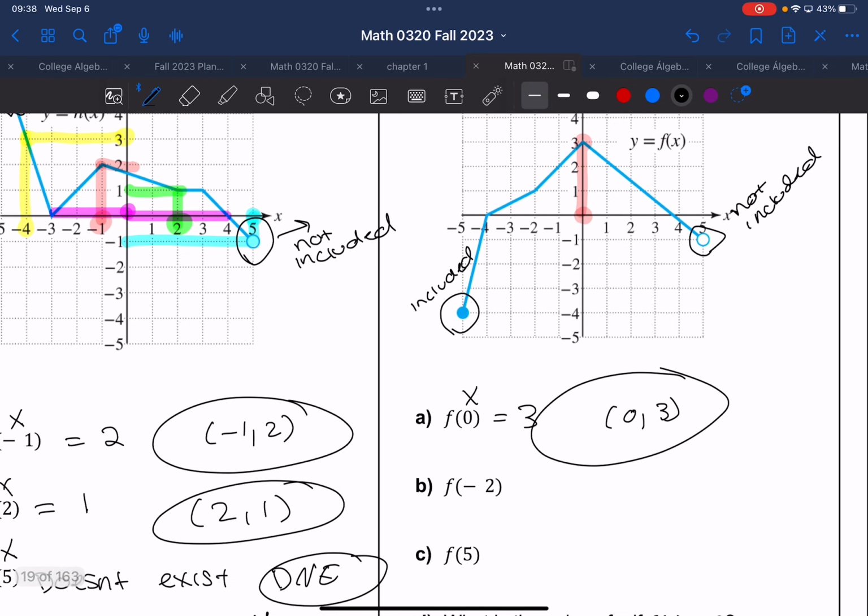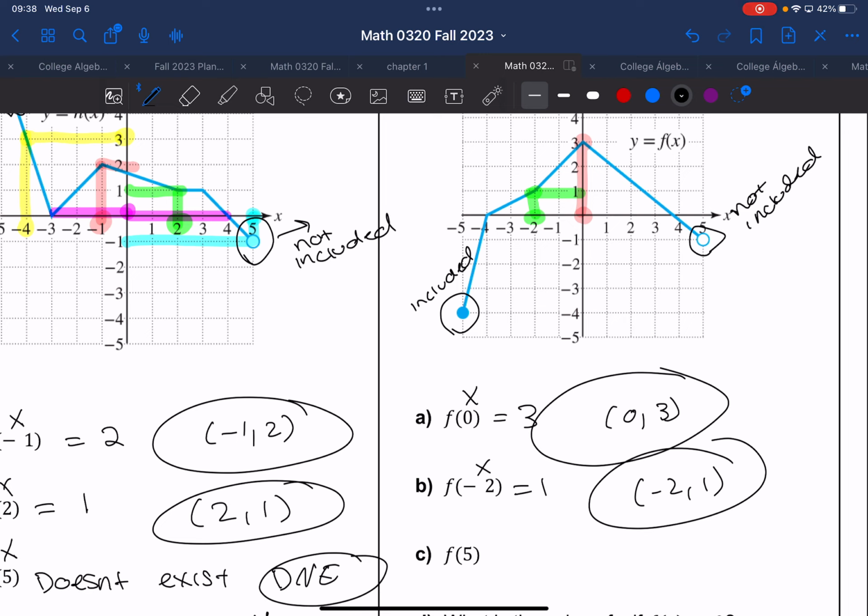Okay, what about f of negative 2? Negative 2 is what variable? X. So I'm going to look at negative 2 on my x's right here. Am I going up, down, left, right? Up. And that gives me what point? 1. So what is my coordinate point? Negative 2, 1.